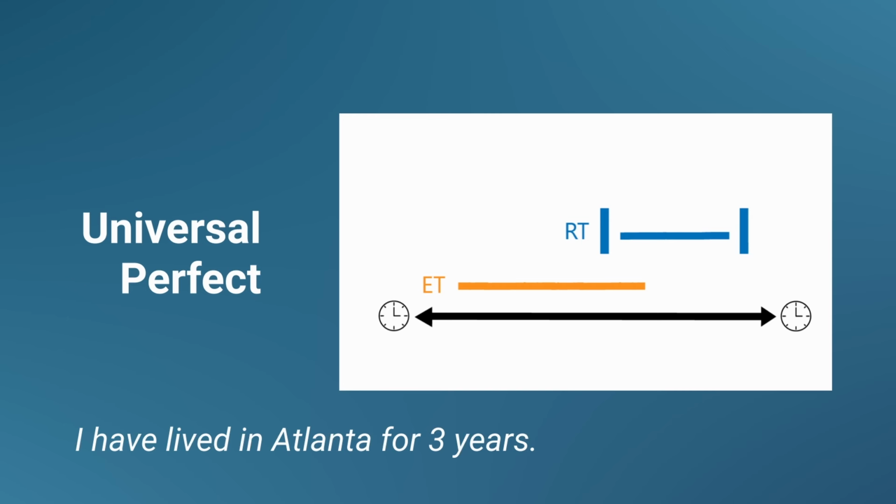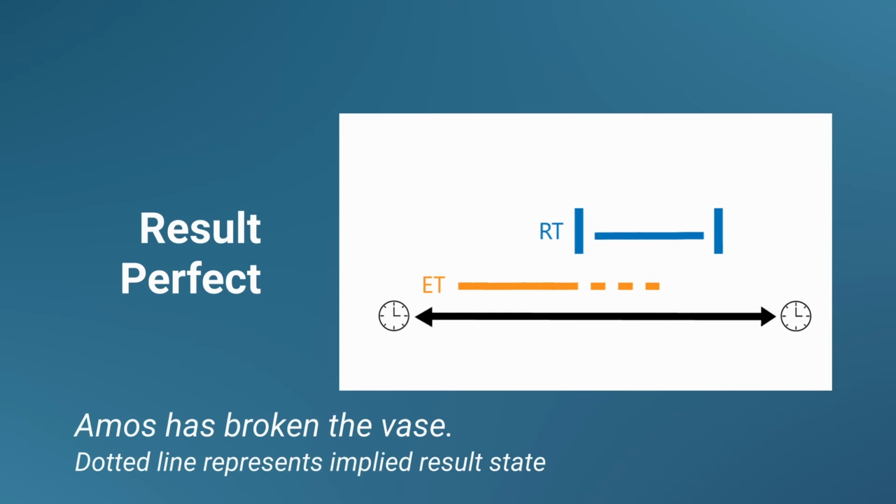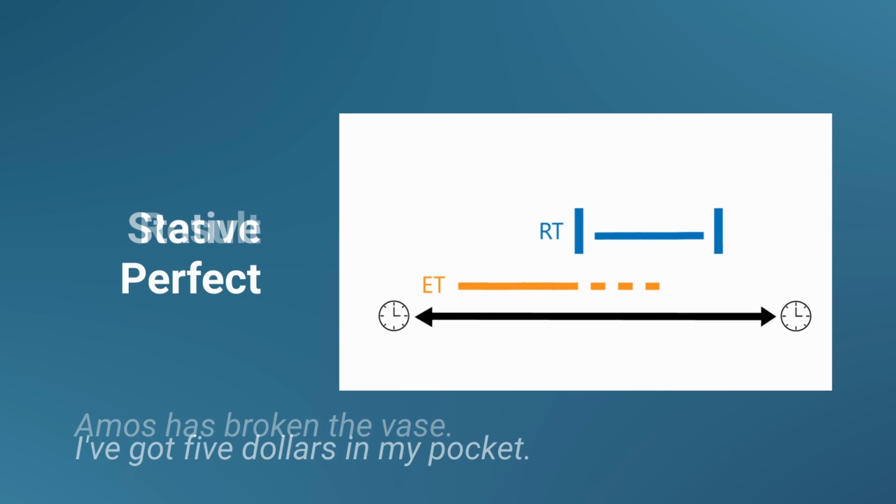In this sentence, we interpret the state as starting 3 years ago and running into the present time, meaning I still live there. Events with result states get the result perfect interpretation, such as, "Amos has broken the vase." In this case, the vase is in the state of being broken, so there is a result that obtains from the event. This is the reading that most closely fits the traditional analysis of the perfect.